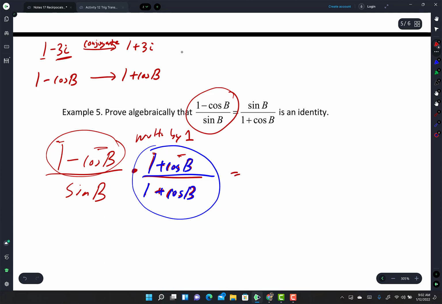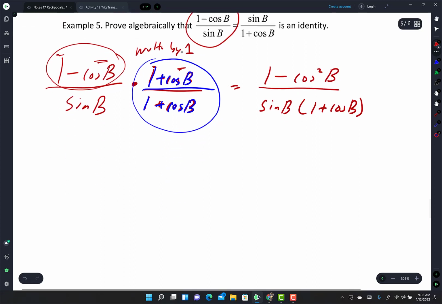When I multiply the top, 1 minus cosine times 1 plus cosine, you can FOIL if you want, but we already know that's the difference of squares, correct? So I'm going to write it as 1 minus what? Perfect. And on the bottom, don't distribute. Leave it like this. So catch up to there, guys. Are we okay so far? All right.